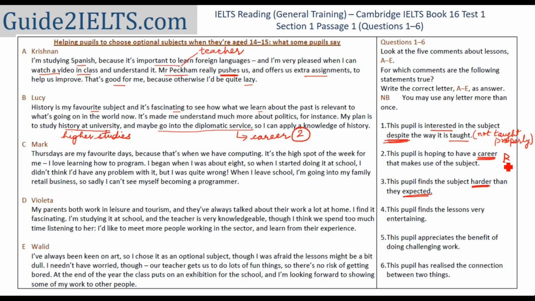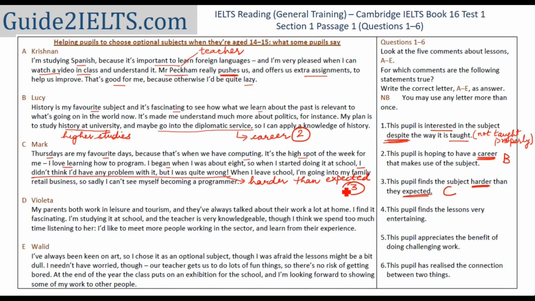Starting with the C now. Thursdays, favorite days, computing, high spot of the week, love learning, began when 8. I didn't think I'd have any problem with it, but I was quite wrong. This sentence conveys that the student thought they would find it easy, but they were mistaken. It was not easy. After that, it says, when I leave school, I'm going into my family retail business. So clearly, this student is not planning to have a career in this subject, but C is the answer to the third one because the subject is harder than they expected.